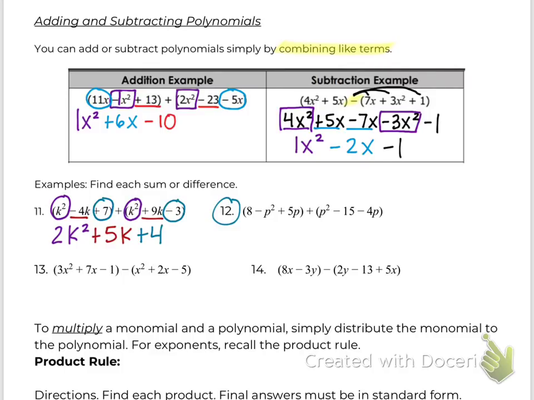I want you guys to try number 12. Now notice number 13. Do you see how there's a negative sign here? We have to distribute that to every single piece. It's like a -1 there.